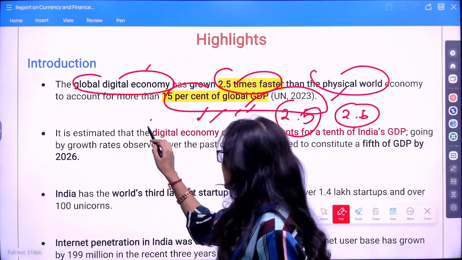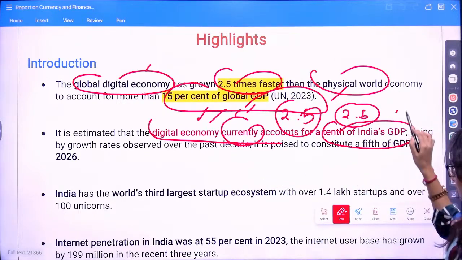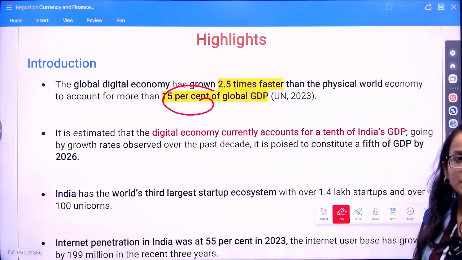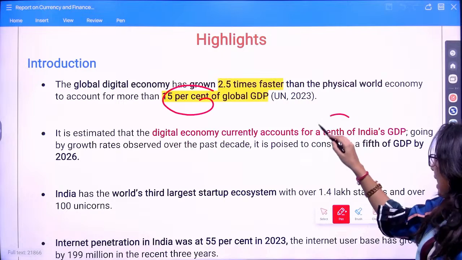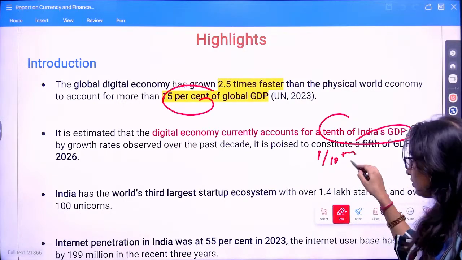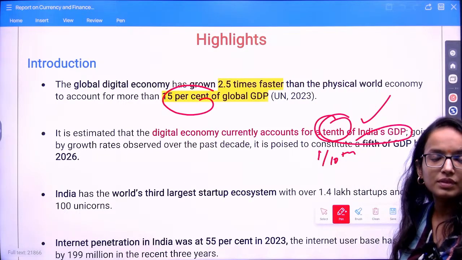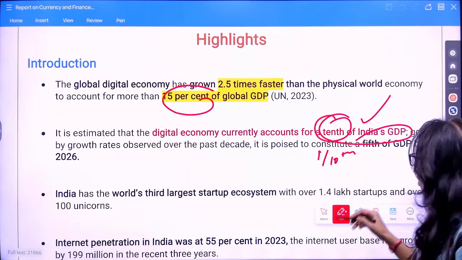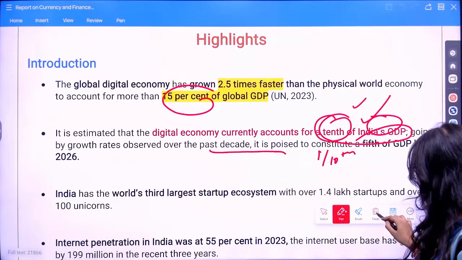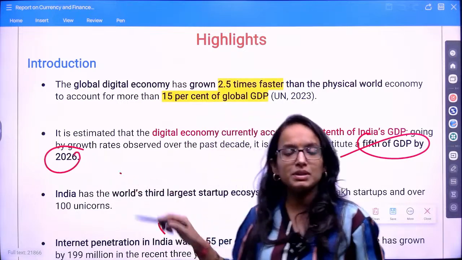Then it is estimated that the digital economy currently accounts for a tenth of India's GDP. At the global level this is 15%, but as a percentage of India's GDP, it is 1/10, almost a tenth of India's GDP. Remember this figure. Going by growth rates observed over the past decade, it is poised to constitute a fifth of GDP by 2026. Remember this data.